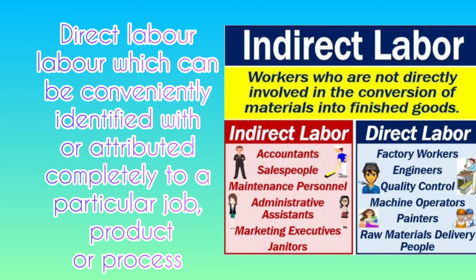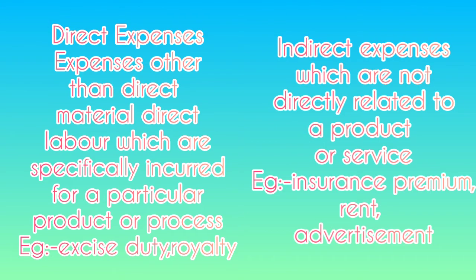In case of indirect labor, they are not directly engaged in that production. For example, the salary paid to a manager. So we can understand that the manager is not directly engaged in the production process. Instead of that, they are managing some activities. So the salary given to a manager is an indirect labor, and the wages given to the workers is a direct labor.